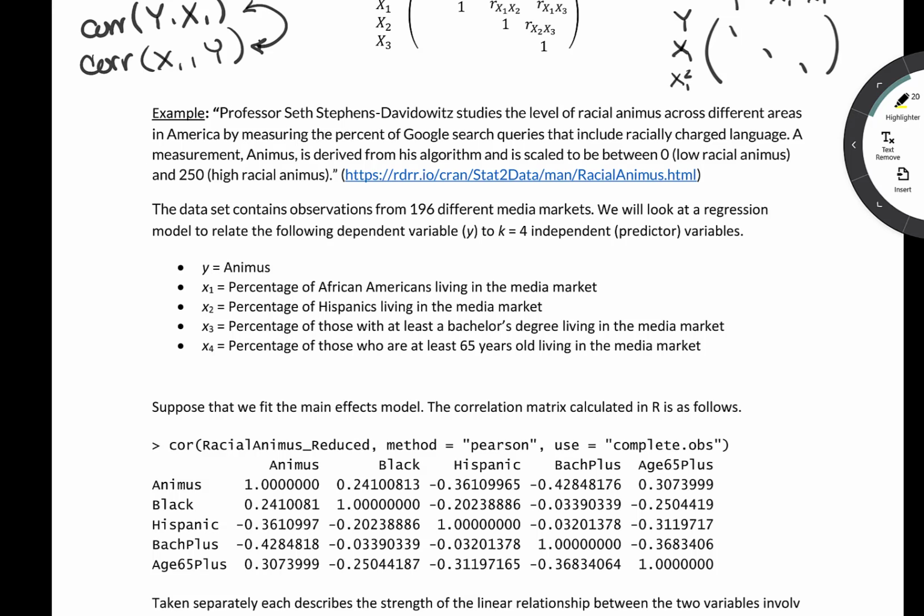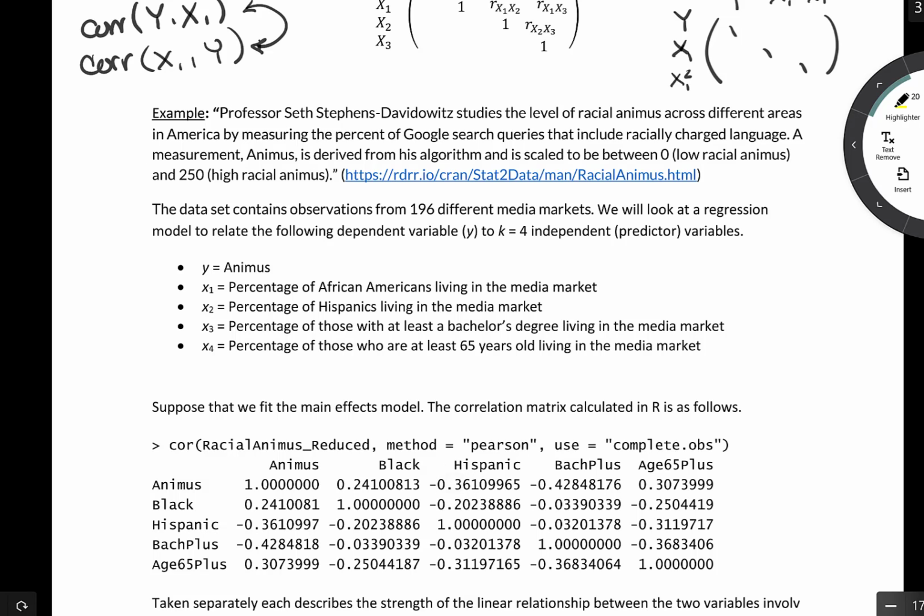Professor Seth Stevens studies the level of racial animus across different areas in America by measuring the percent of Google search queries that include racially charged language. A measurement of animus is derived from his algorithm and is scaled between 0 for low racial animus and 250 for high racial animus. This data set contains observations from 196 different media markets, and we've looked at regression models using this data in the past.